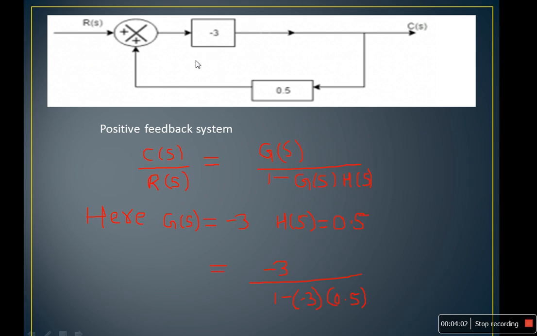Here once you observe this diagram, this also has a feedback path. A part of the output is getting back to the input. In place of G(s) we are having minus 3. In place of H(s) we are having 0.5, and here we are having the positive feedback. So for a positive feedback system, the transfer function is G(s) by 1 minus G(s) into H(s). So we need to substitute these values in this equation.